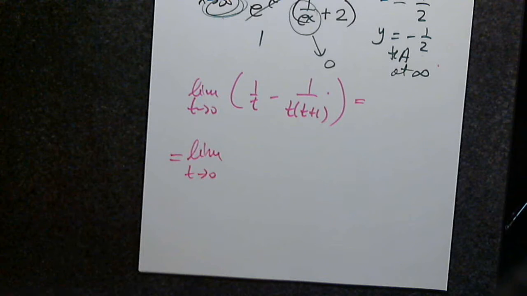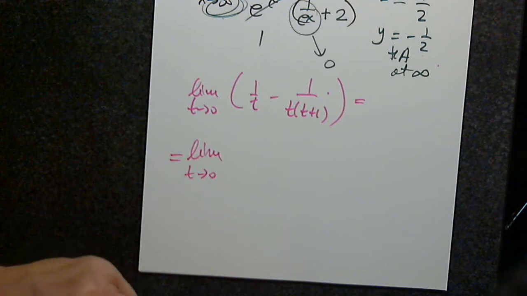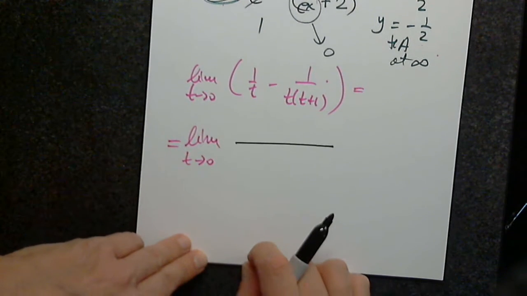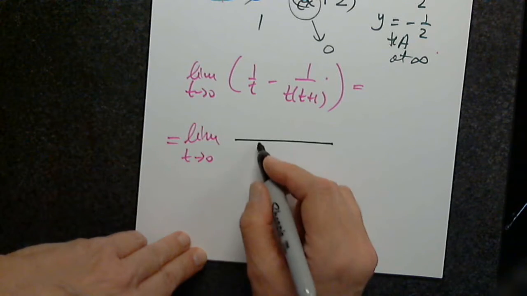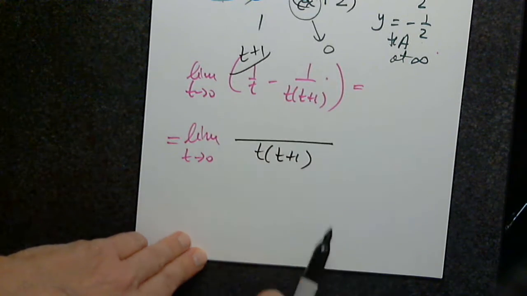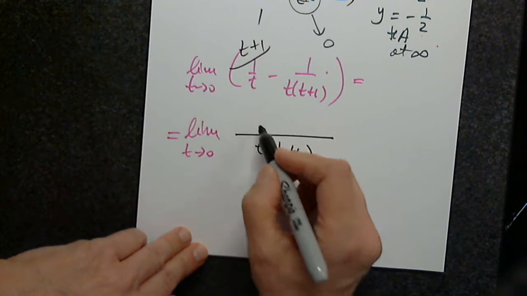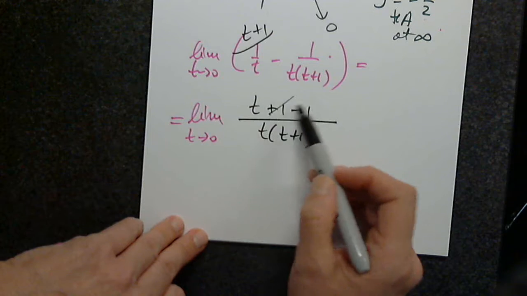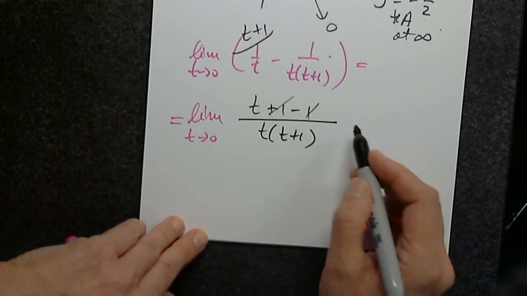What do you think? The least common denominator. I have to subtract these two. What is the least common denominator? Right, thank you very much. This one needs a t plus 1, and the other one doesn't need anything. So t plus 1 minus 1, these two go away. I see it's 0 over 0 now.